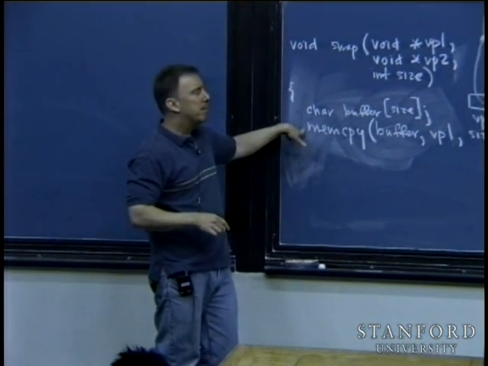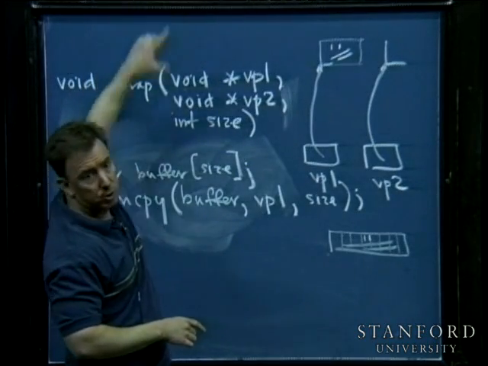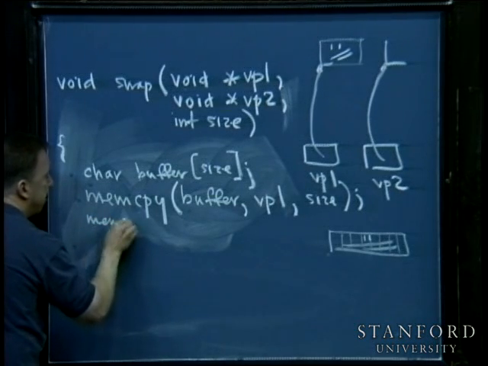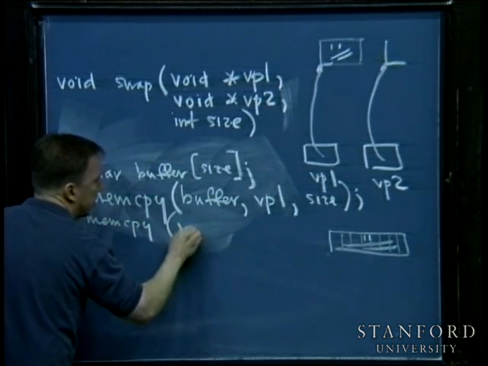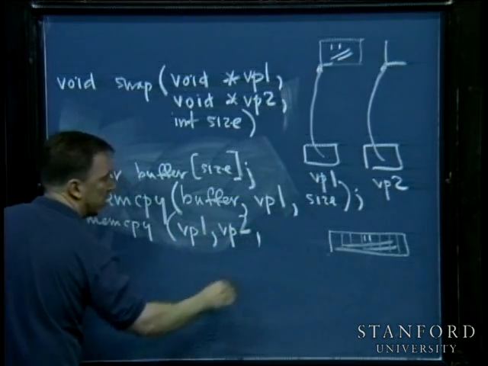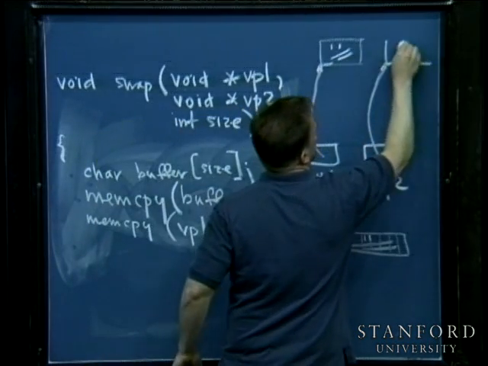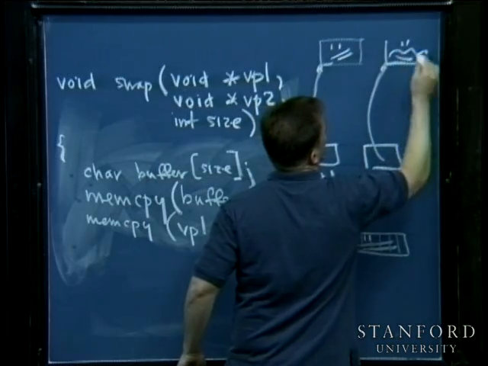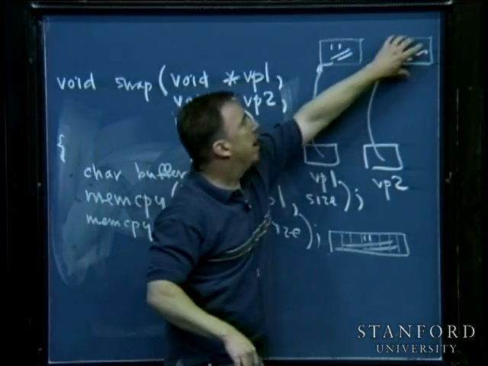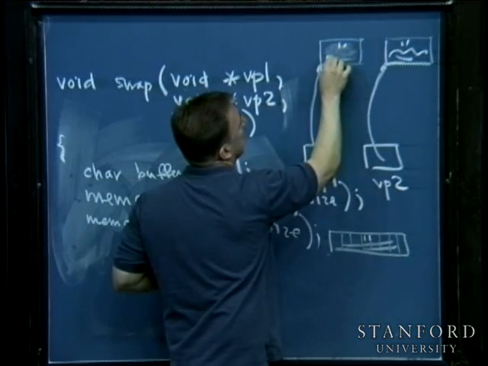The memcopy right here basically does the equivalent of that first line up there. It just took 2 lines here. Then what I can do is a memcopy into the space addressed by VP1 from the space that's addressed by VP2 and copy the same number of bytes. That takes that right there and, as a bit pattern, replicates it over this space.